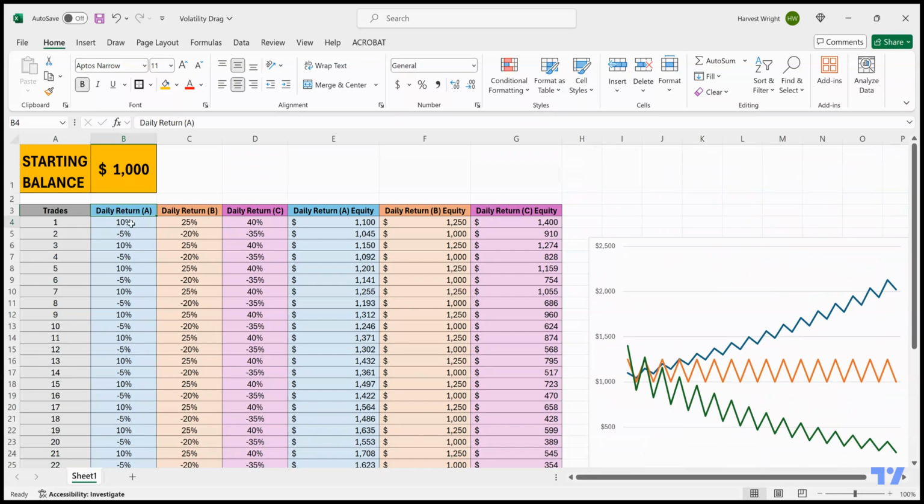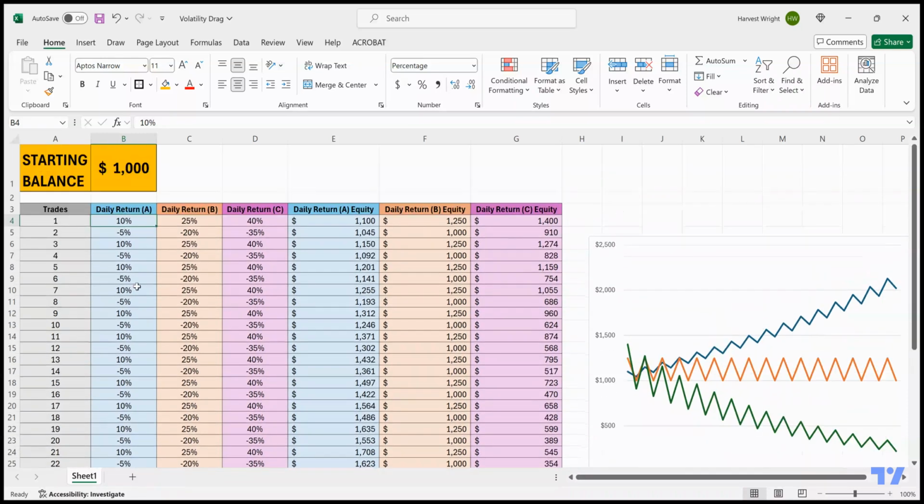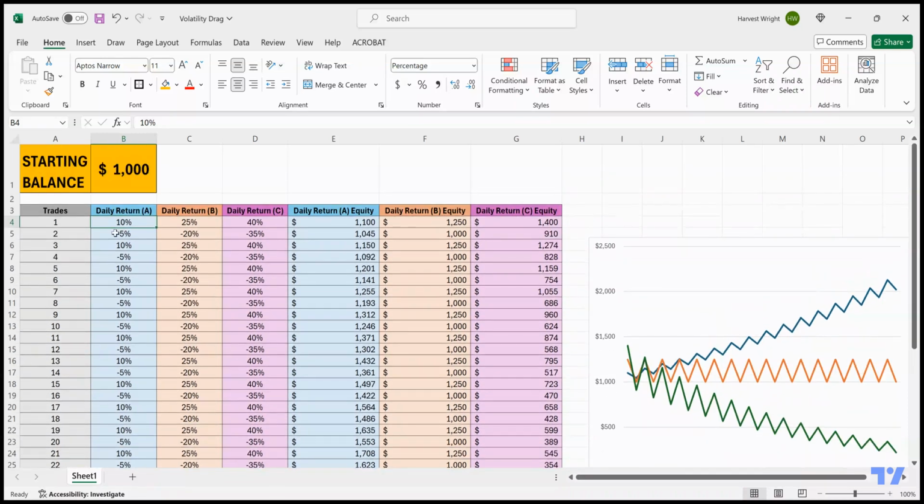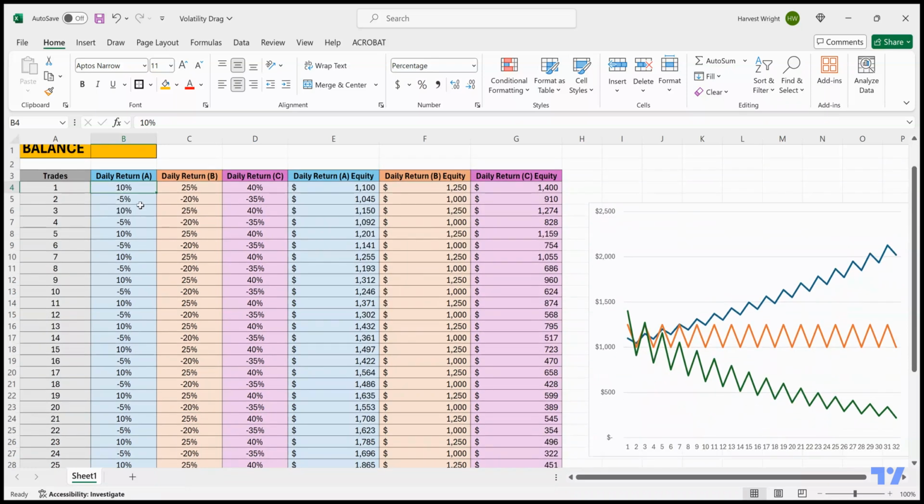So let's say on the first day you make 10%, on the next day you lose 5%. Then next day you make 10%, on the next day you lose 5%. So it just alternates back and forth, okay? So basically you're making 10 and then you lose 5. You're making 10 and then you lose 5. All right?